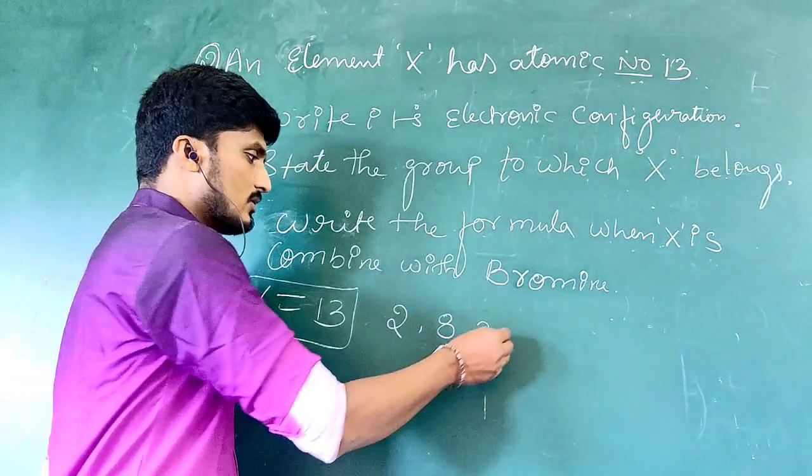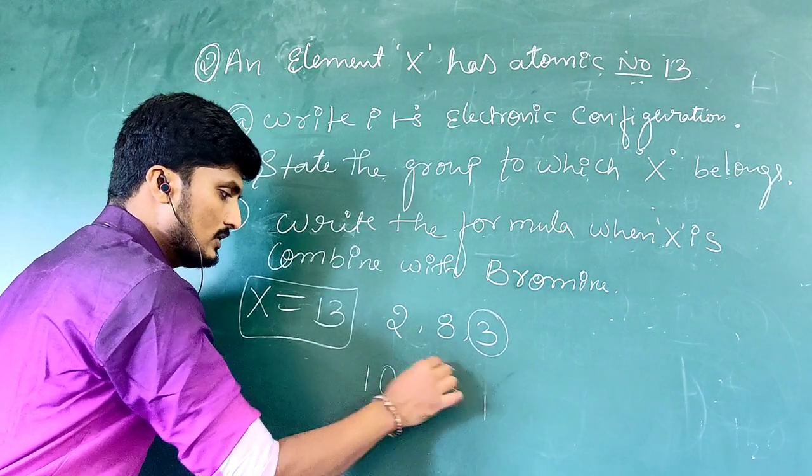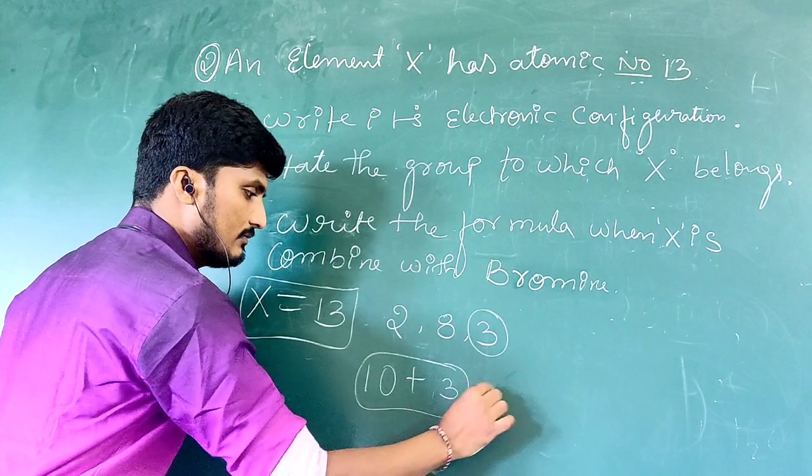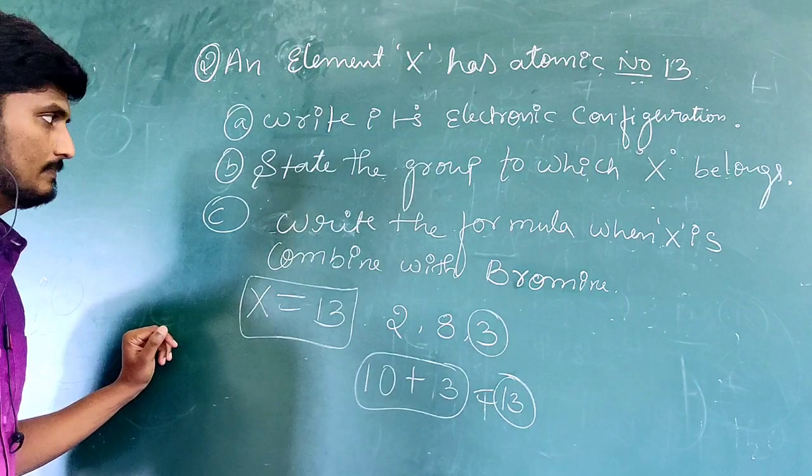So its valence electrons is 3. What do you need to do? 10 plus 3 we have to do. So how much will it come? It will be 13. That means it belongs to the 13th group.